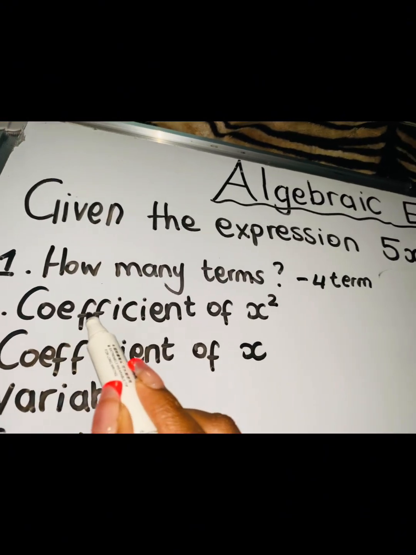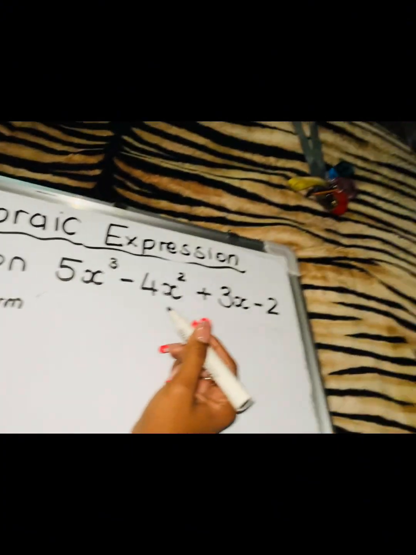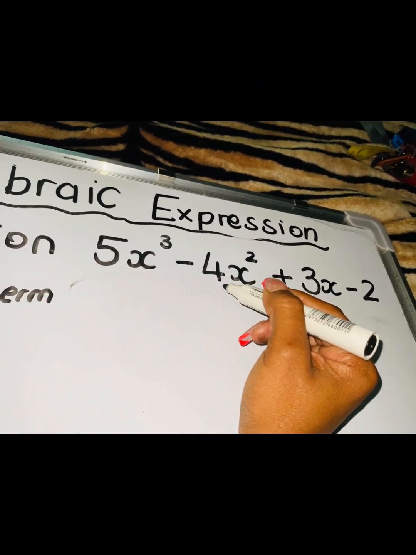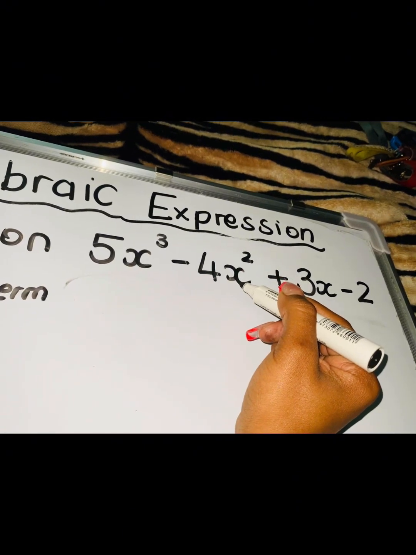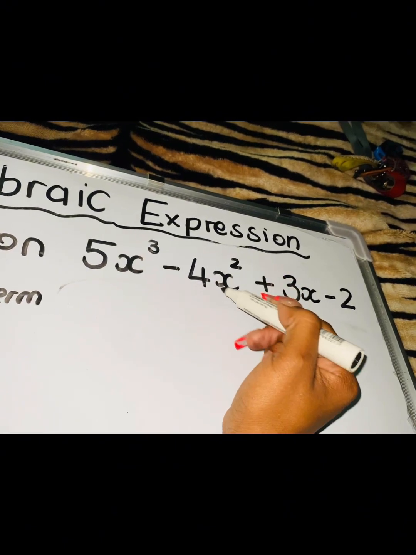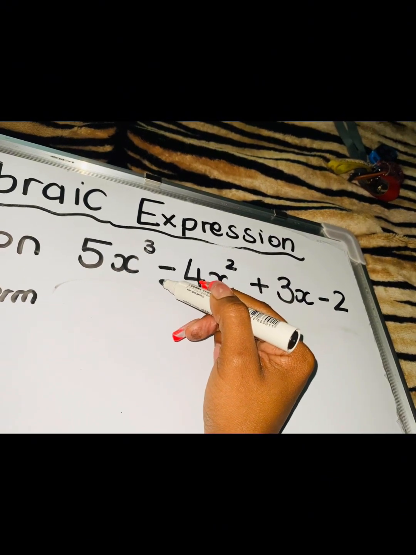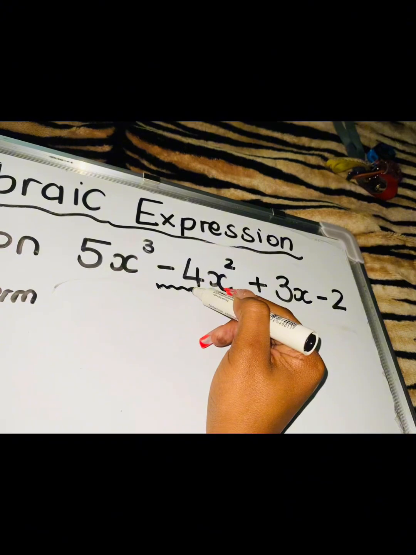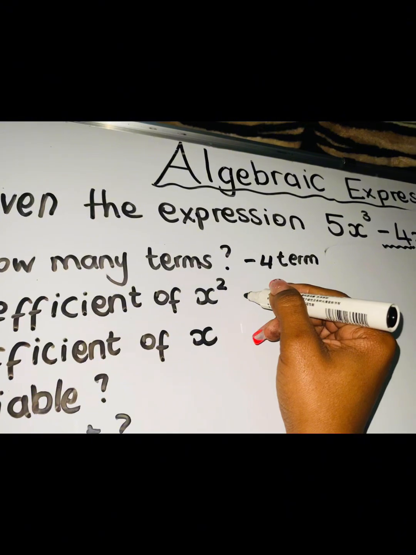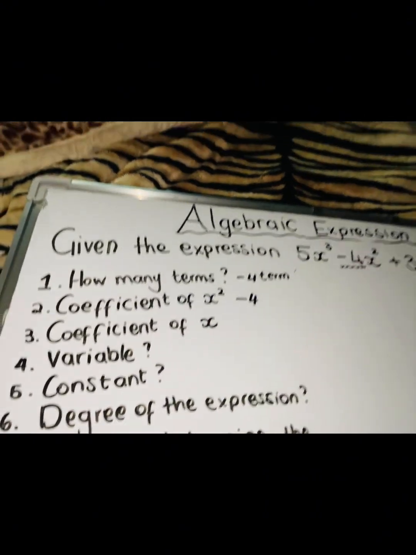They're asking you what is the coefficient of x squared. Now let's go to x squared. So coefficient, we said it is the number in front of the variable. So they're asking us what is the coefficient of x squared, meaning what is the number in front of x squared. But now we can't say it's 4, but we're supposed to say it's negative 4 because every number goes with its sign. So it's negative 4, and that is our answer.